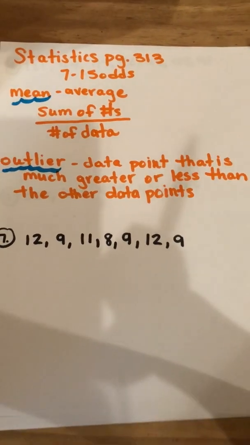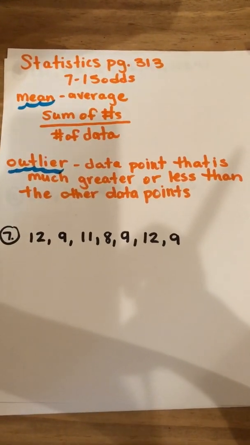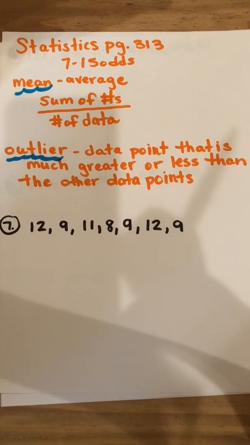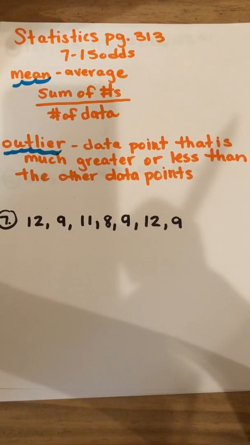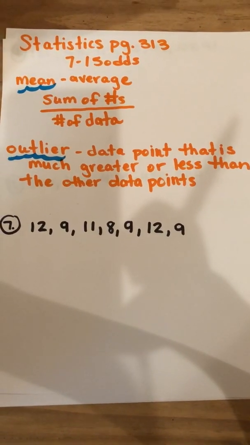This is the statistics packet, page 313, numbers 7 through 15, odds. We're going to be working with two terms today, mean and outlier.